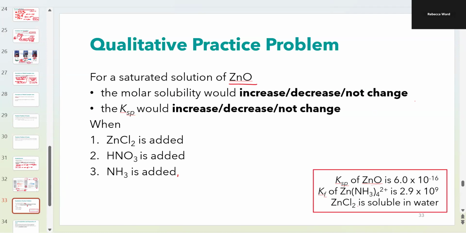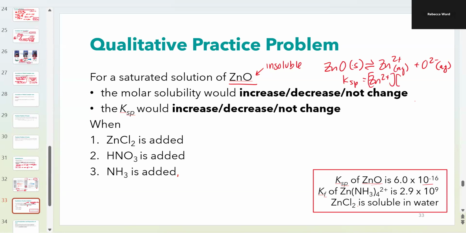But the Ksp of zinc oxide is 6 times 10 to the negative 16th. It's really, really sparingly soluble. I think insoluble would be a good description. But of course, a very tiny amount has dissolved. Right? It has established some equilibrium. It's just a really small number. All right, and we know that this equals that 6 times 10 to the negative 16th.